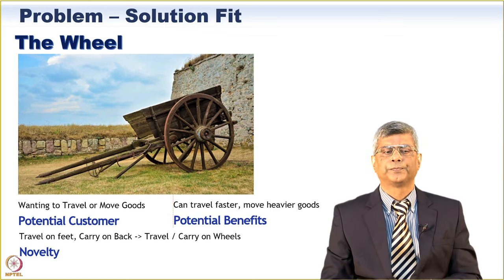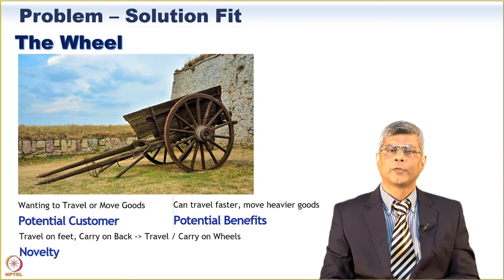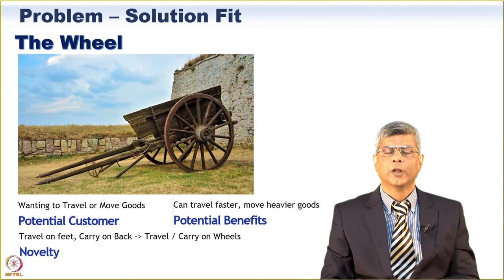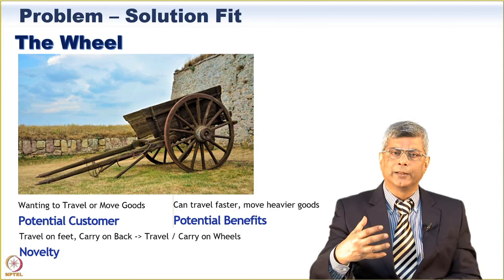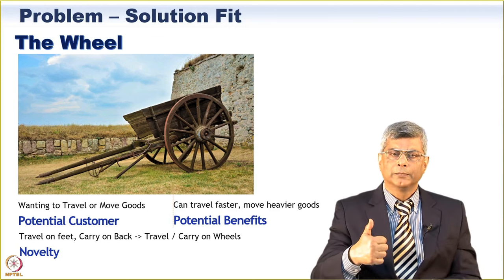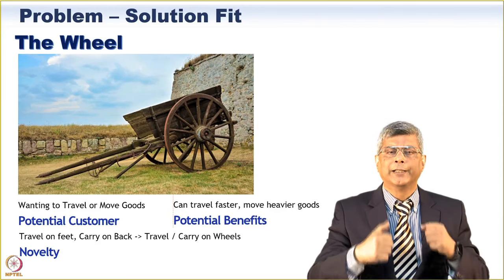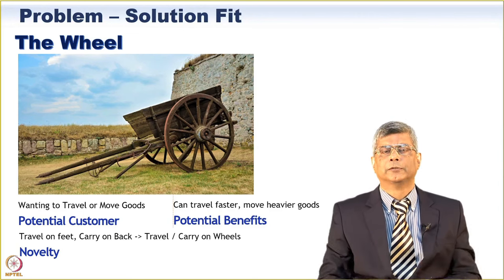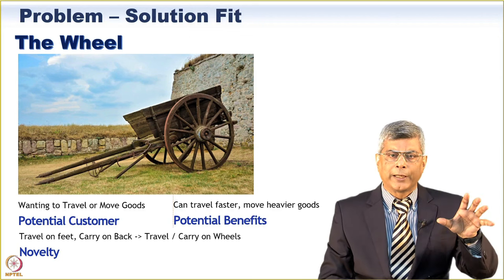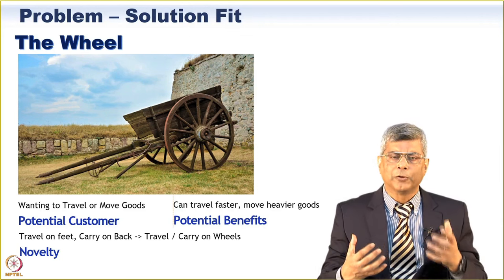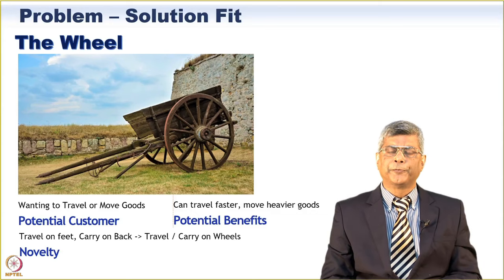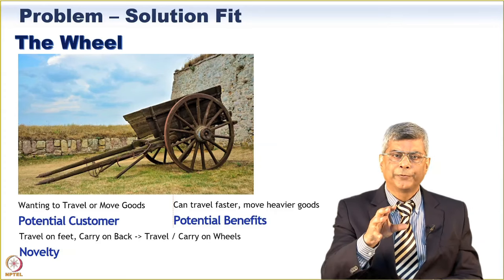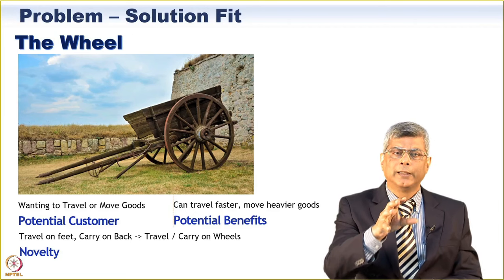So if you look at the screen, who is the customer? Anybody who wants to travel or anybody who wants to carry some goods. So that's the customer. And what's the need or the benefit that the wheel offered? If you're a traveler, you can travel faster with the wheel because you can make a chariot or a cart and a horse can drag it. So you're faster than walking. You can also carry more goods versus carrying it on your back. So that was a potential customer, that was a potential benefit. And what was the novelty? Why is it innovation? Because before that, people were walking on feet and carrying the goods on the back. And now you can put it in the cart. And therefore, many thousands of years back, this was an innovation.